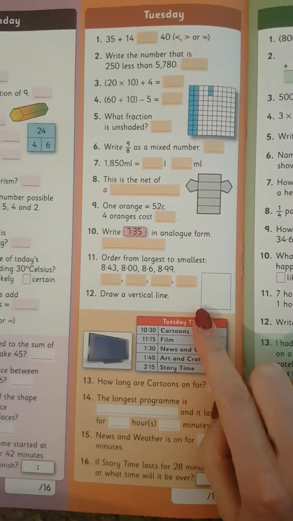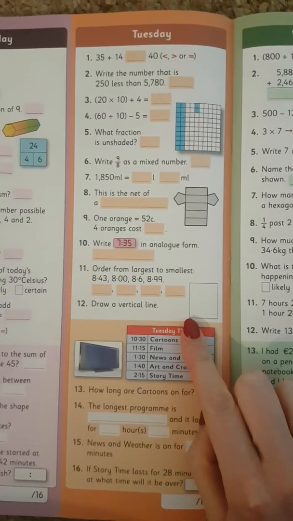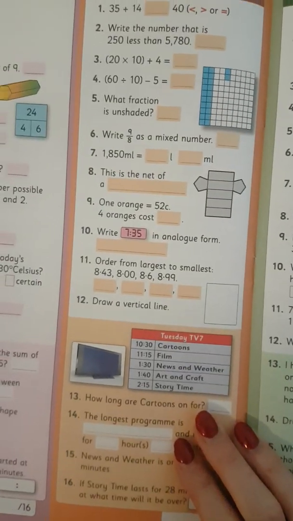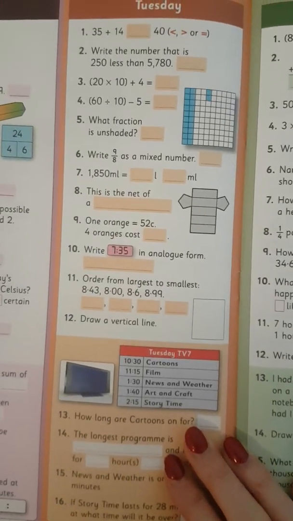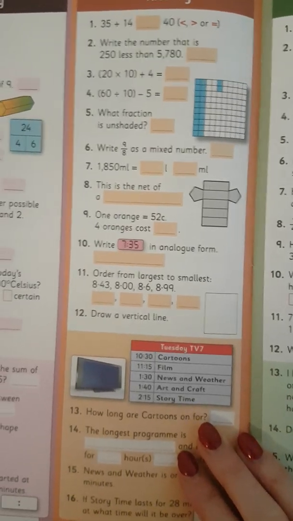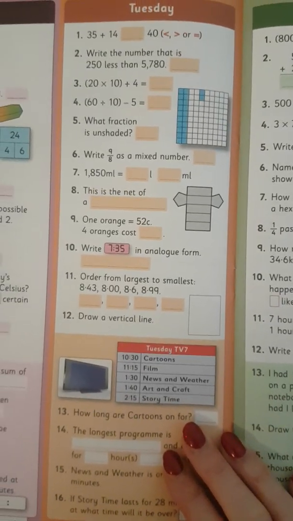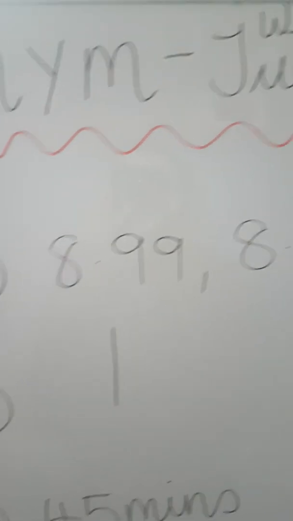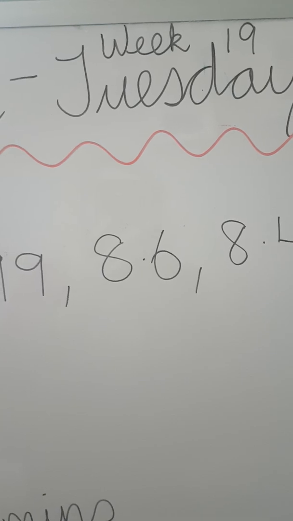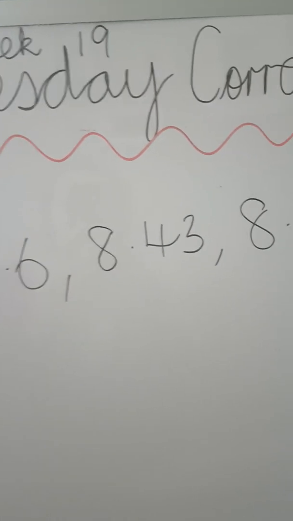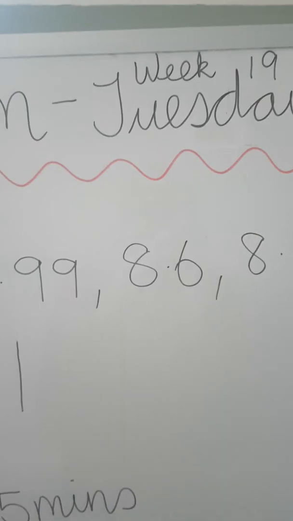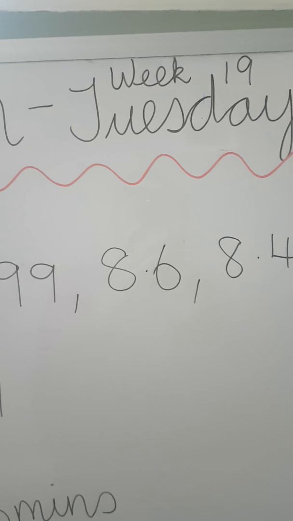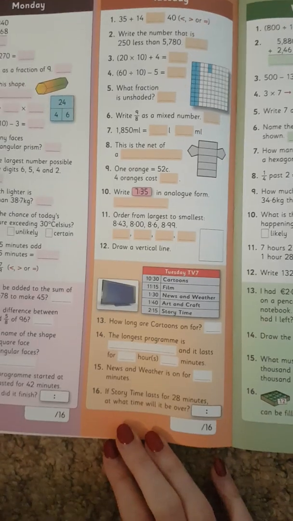Okay, question 11. Order these from largest to smallest. So be careful here now, make sure you're starting with the largest one. So if we look through the numbers, they're all 8 units, so we don't really need to worry about the units. We're mainly looking at the decimal here. So the biggest one would be 8.99. The next biggest would be 8.6, then 8.43, and the smallest would be 8.00. So remember, 8.6 is really like 8.60, like 60 hundredths, so be careful with that one.